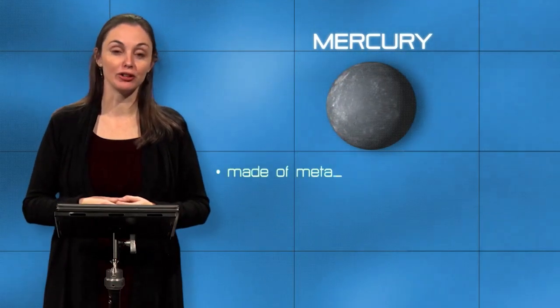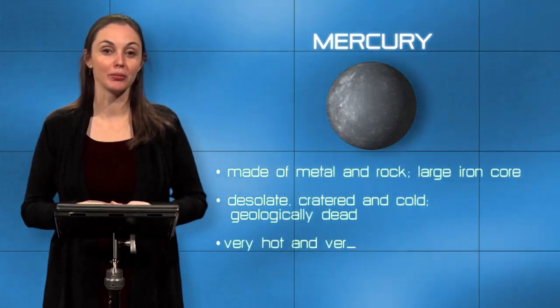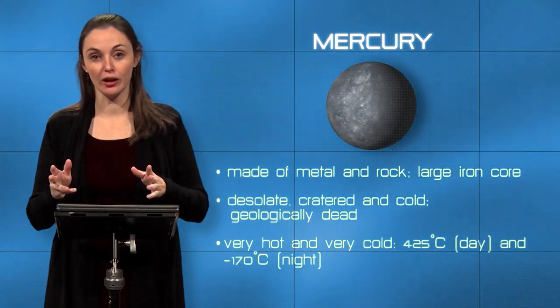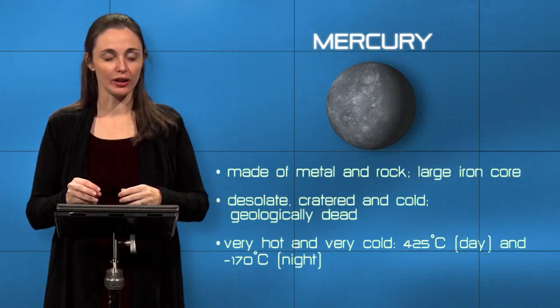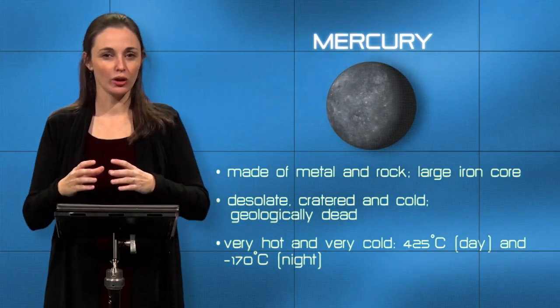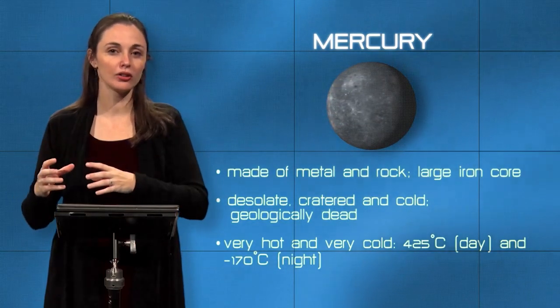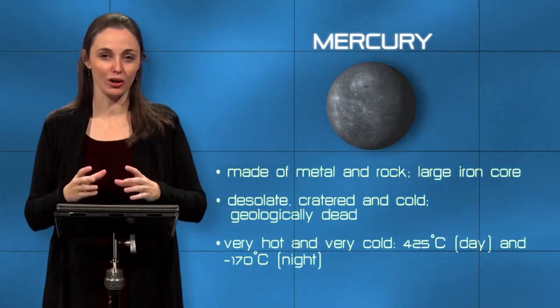It's made up of metal and rock, just as all the terrestrial planets are made up of metal and rock, and it does most likely have a crust, a mantle, and a core. But the big difference on Mercury is that while the core is probably roughly the same size as Venus and Earth and Mars, the mantle is much, much smaller.